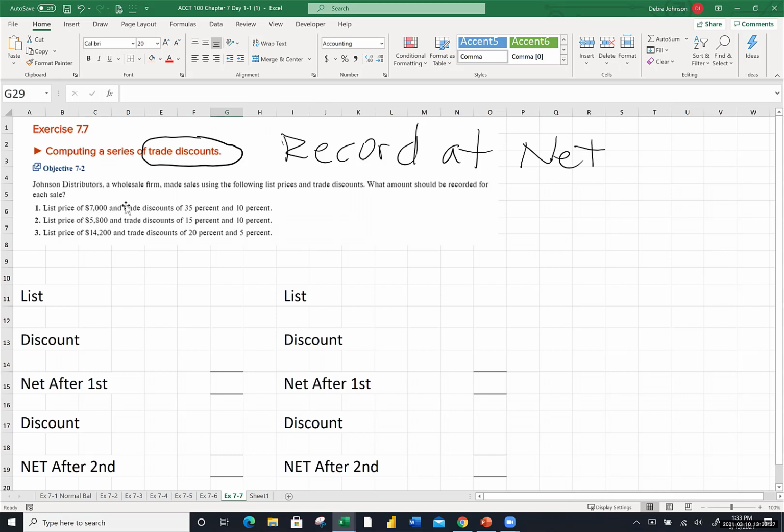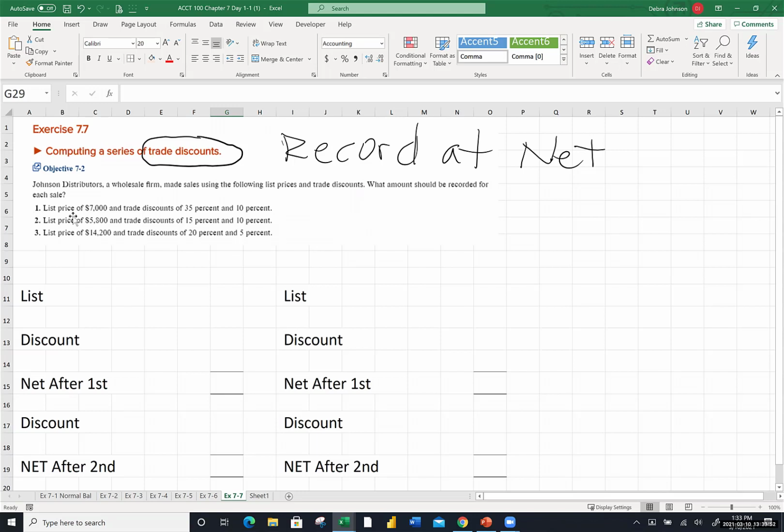So Johnson Distributors, a wholesale firm. Okay, stop. Wholesale means we're going to turn around and sell it to somebody else. There's not going to be any tax. So let's put the tax out of the way. It's a wholesale firm. Made sales using the following list prices. That's the price that you and I would see walking into the store. And trade discounts. Here's the question. What amount should be recorded for each sale?